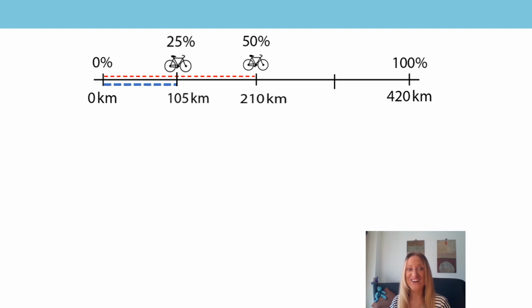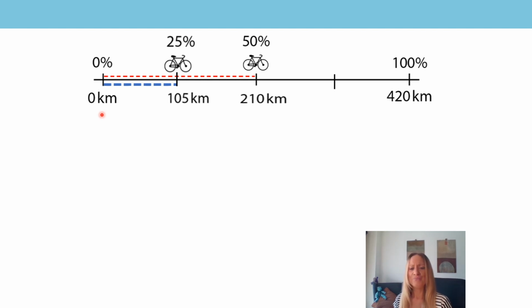Okay, how did you get on? Quite a lot to think about there. So we had our ratio tables, didn't we? And we can see on the double number line that we've got our known values. So we know that 100% is 420, we know that 50% is 210, and we know that 25% is 105 kilometres. 0%, let's not forget 0%, that would be no kilometres at all, wouldn't it? Because we've not started our journey.